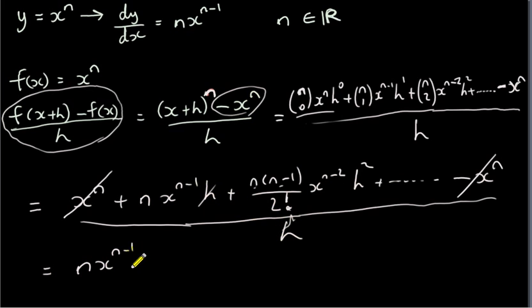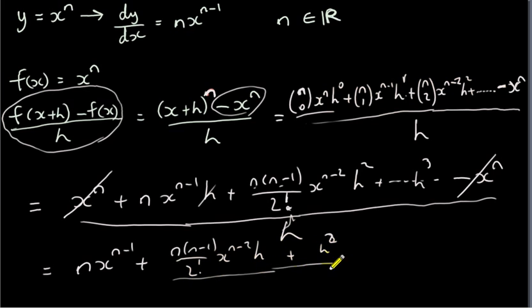When we divide the second term by h, we get plus n times n minus 1 over 2 factorial times x to the n minus 2 times h. Now the next term will involve h cubed, because the powers of h are increasing, as I said to you already. So h to 0, h to 1, h squared, h cubed. So the next term will involve h cubed over h. So we'll get h squared in it. So all these terms after this one will involve increasing powers of h.